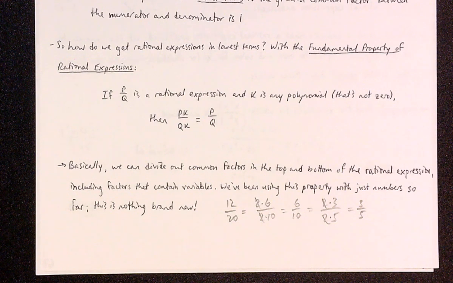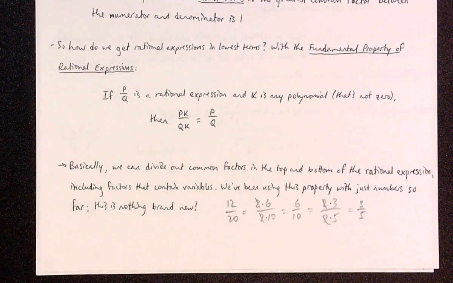In the previous video, we talked about what a rational expression is, and we talked about the concept of a rational expression being undefined at some x values, and how we can find those particular x values. And then we finished up with the fundamental property of rational expressions, which again is nothing new. We've been using this property all throughout the course up until this point, but now we're just going to also bring variables and factors containing variables into the mix.